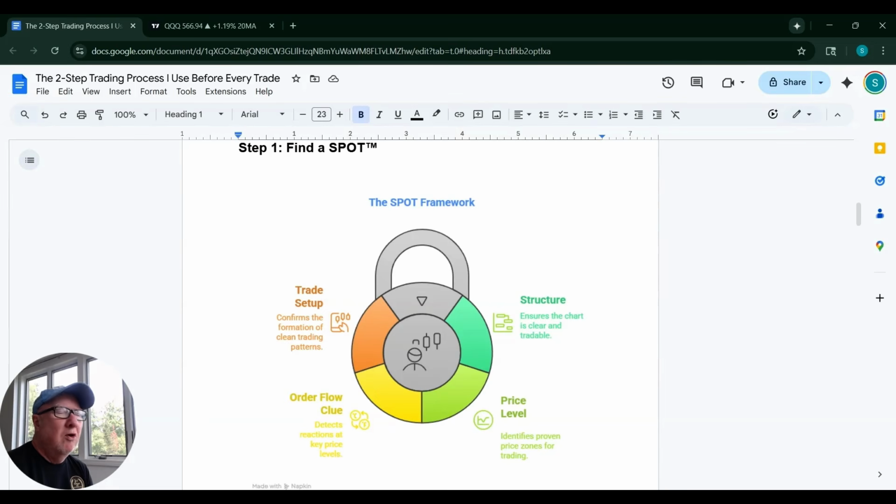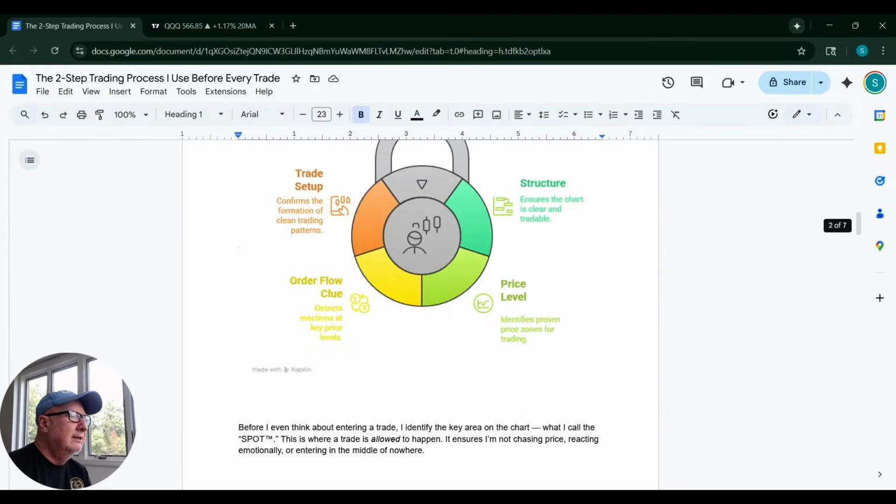So what I'm going to walk you through today is a very simple approach to a trade setup. If you just employ this simple approach, it's going to exponentially increase your success and consistency in trading. So let me run you through this framework. Again, very simple. I call it the SPOT framework. I put together a cheat sheet.